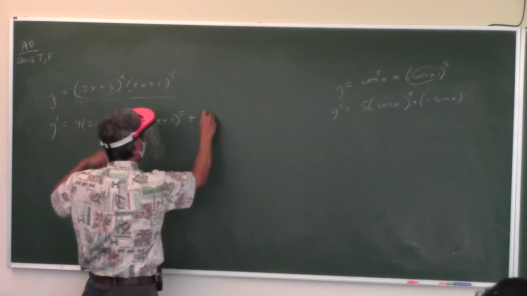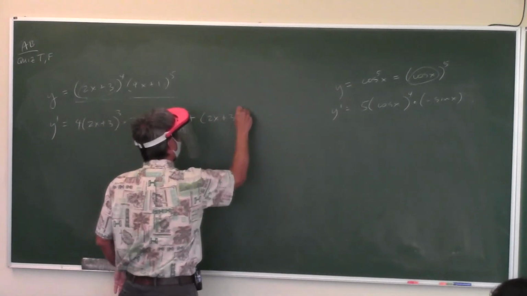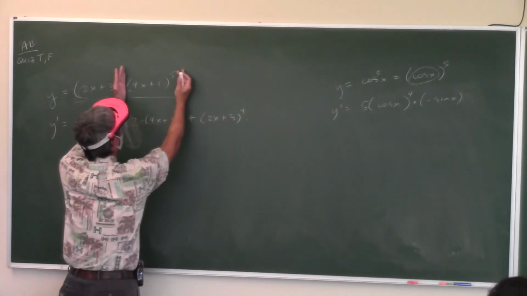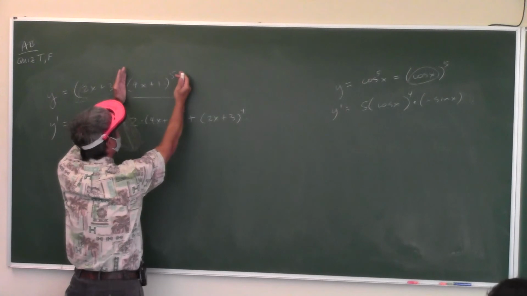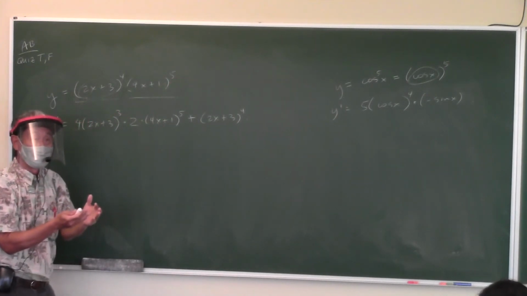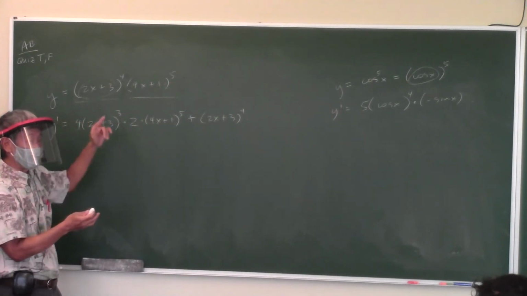Now you leave the first one alone, times the derivative of the second one. Now what do I see here? I see box to the 5th. How do you take the derivative of box to the 5th?